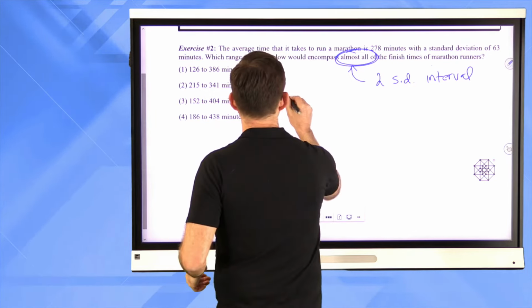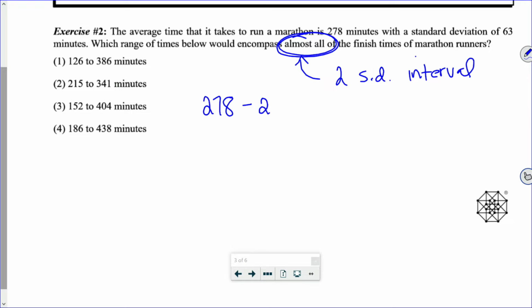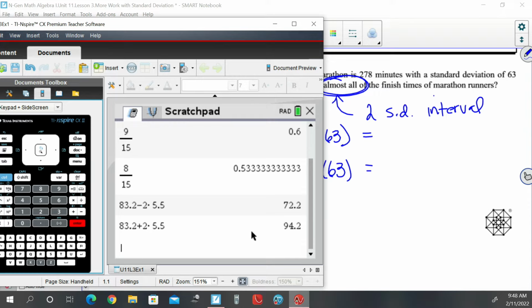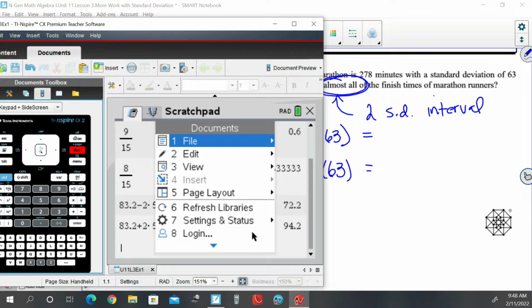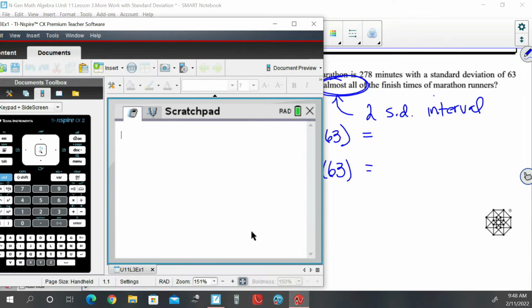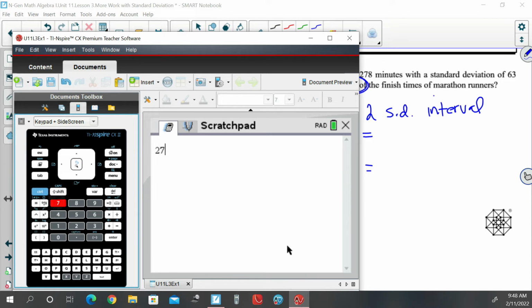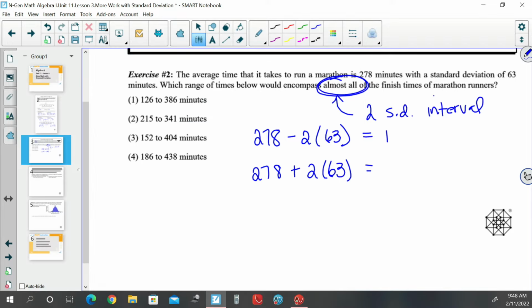All right, so we take 278 and we subtract off 2 of those standard deviations, and then we take 278 and add 2 of those standard deviations. Again, simple enough. Let's grab our calculator. Let me just real quick try to clear this out. That's a little bit better there. So 278 minus 2 times 63, and 278 plus 2 times 63, might as well just get them both down here right away. 152 to 404.